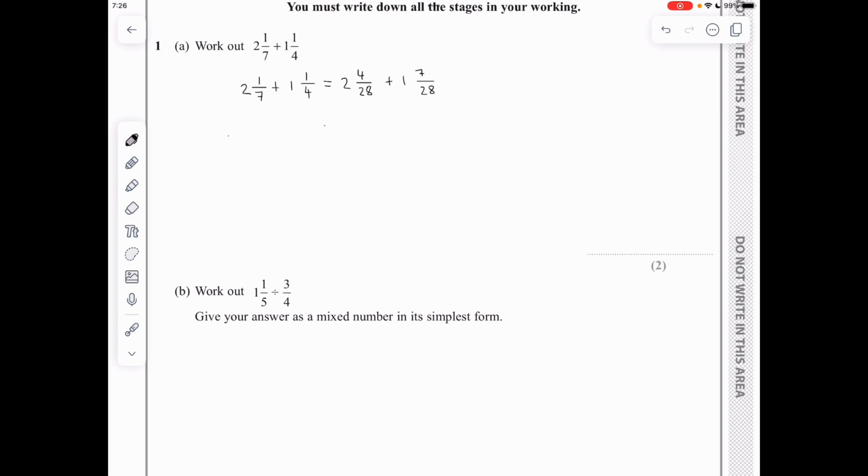And now I'll be doing the integers with the integers, so 2 plus 1 is 3, and then the fractions with the fractions, 4 plus 7, it's 11, so that's 3 and 11 over 28.